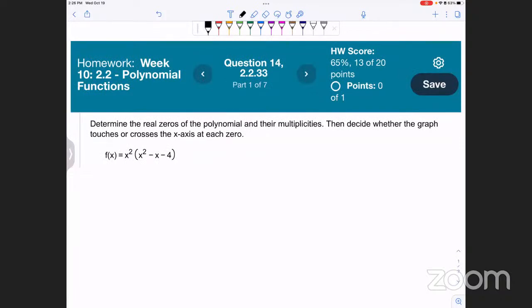All right, so I just want to check something. I want to use the quadratic formula on that second term to see what happens.